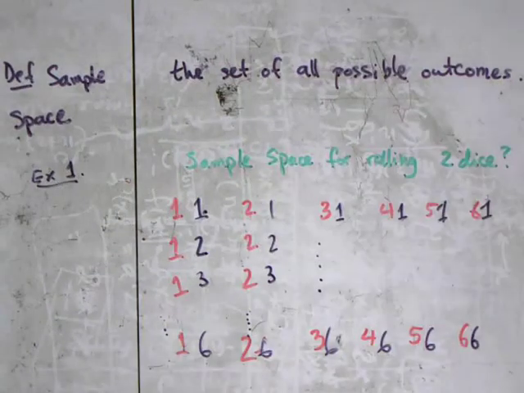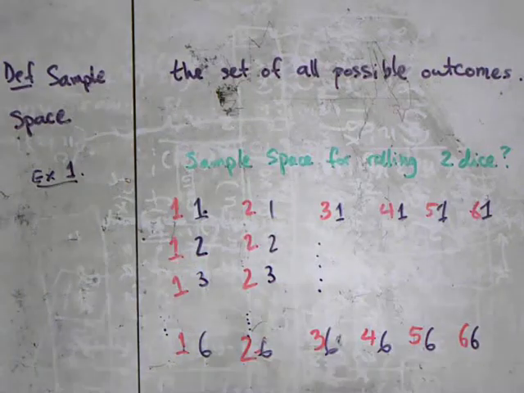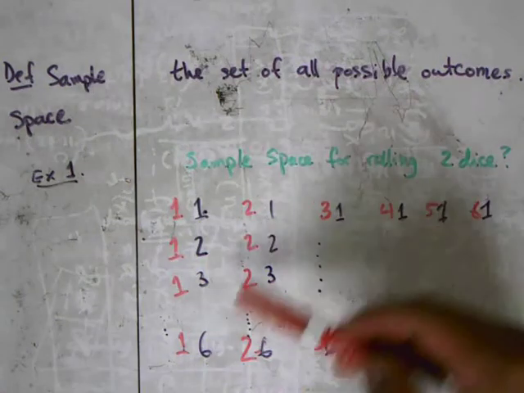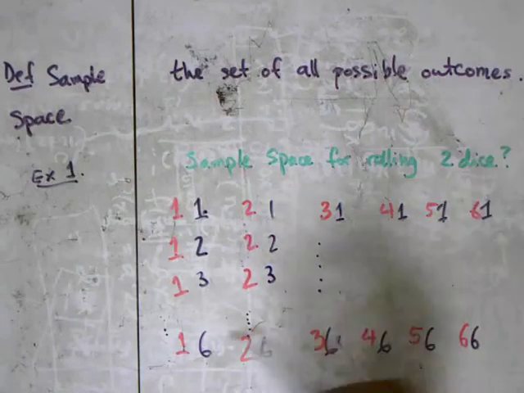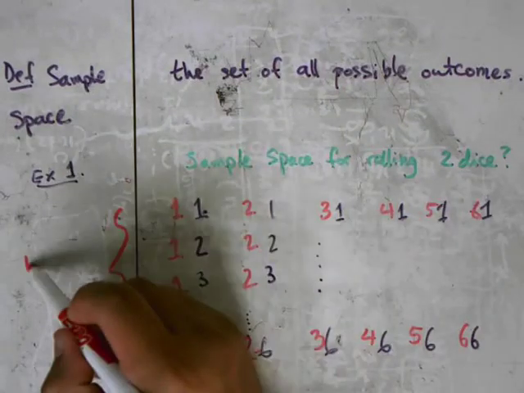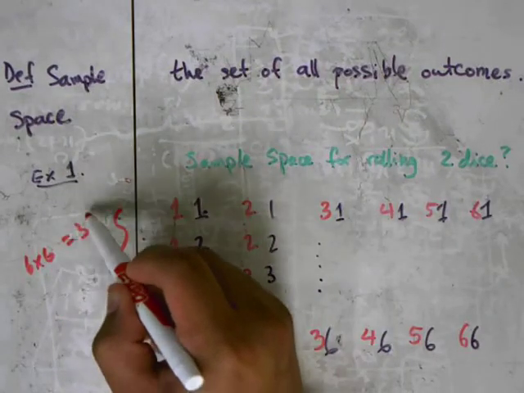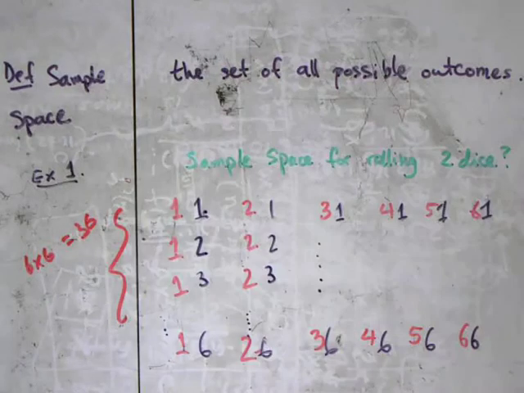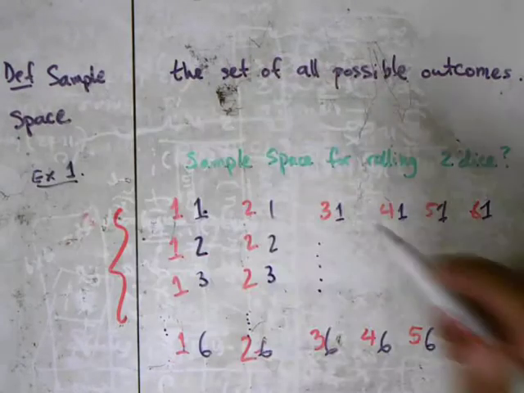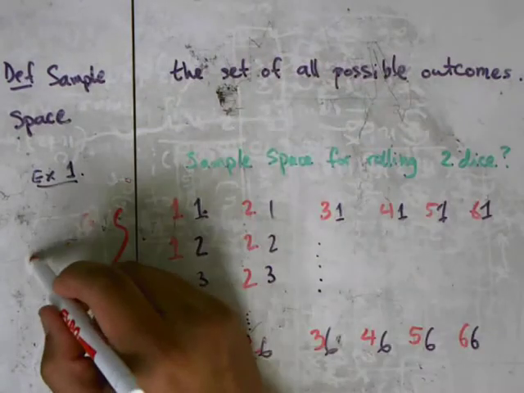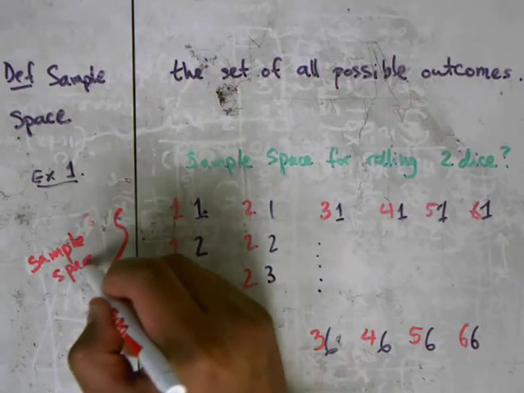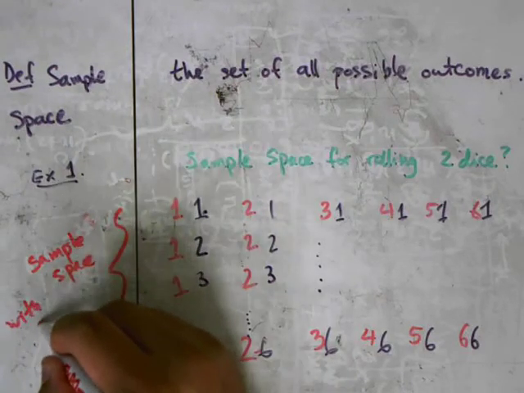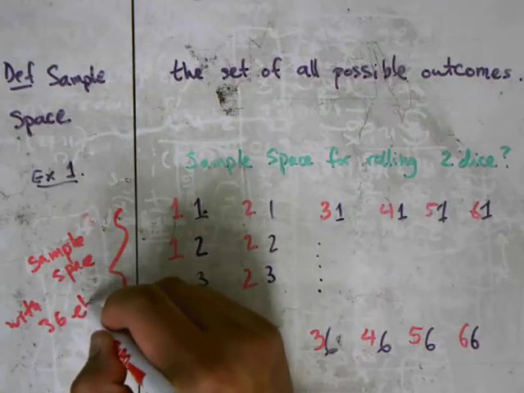Okay. So altogether, if we count all of this up, you have 1, 2, 3, 4, 5, 6 here, 7, 8, 9, 10, 11, 12, and you can just multiply here. It's 6 by 6, or 36 possibilities. Now, this is the sample space. I want to be clear. This whole thing here is a sample space with 36 elements.